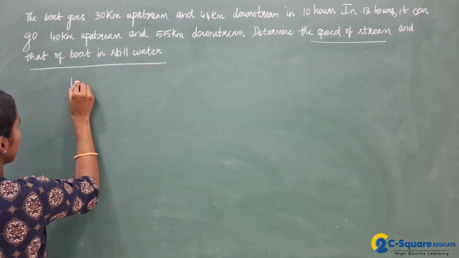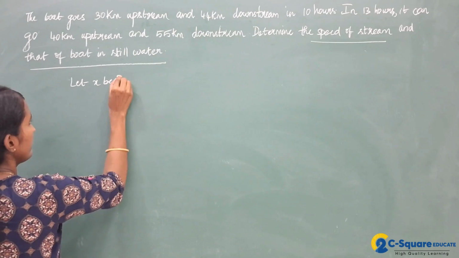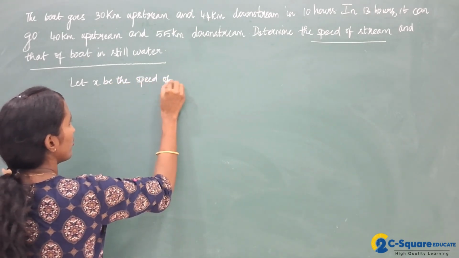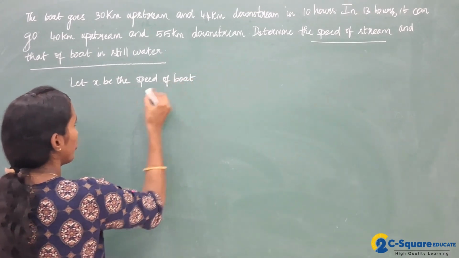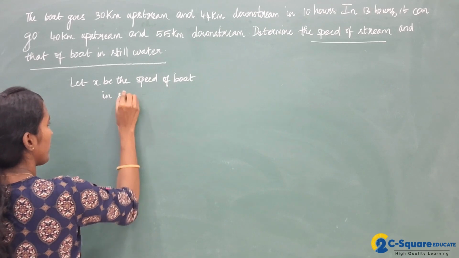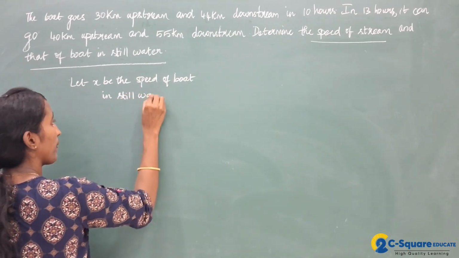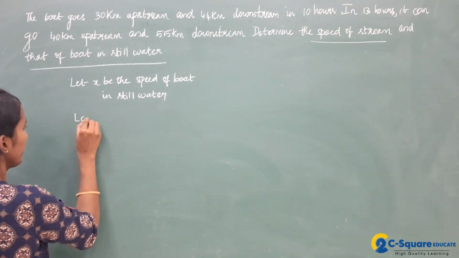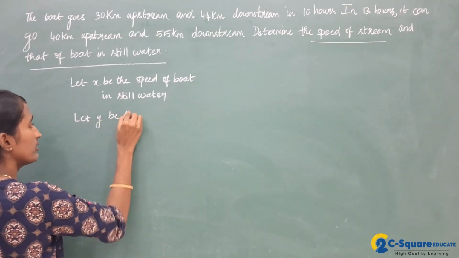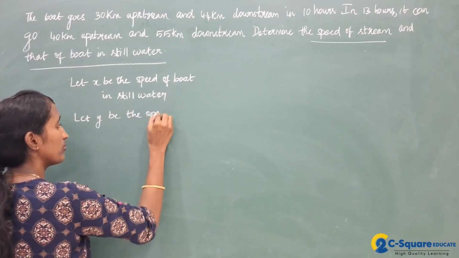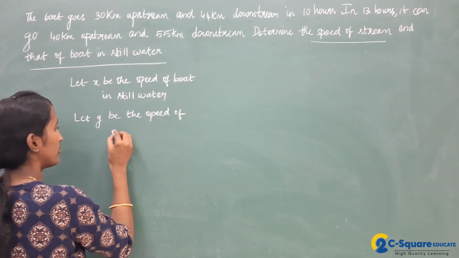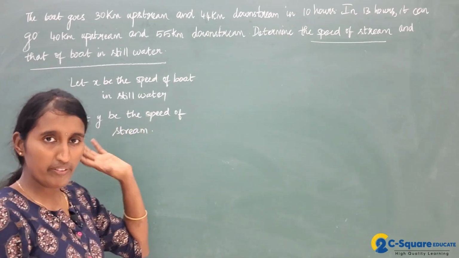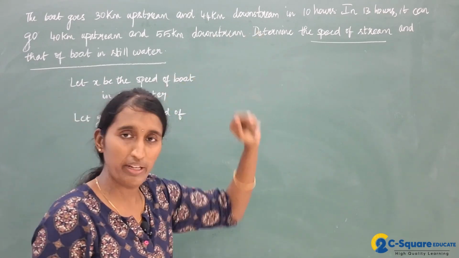So, let x be the speed of boat in still water. And next, speed of stream. Let y be the speed of stream. So we have given names to the unknown variables.